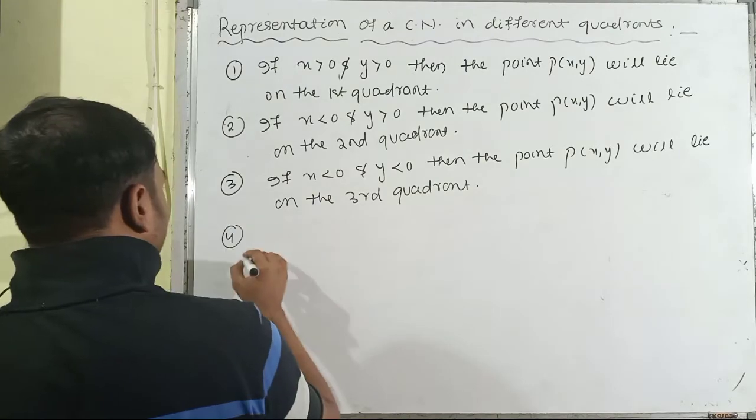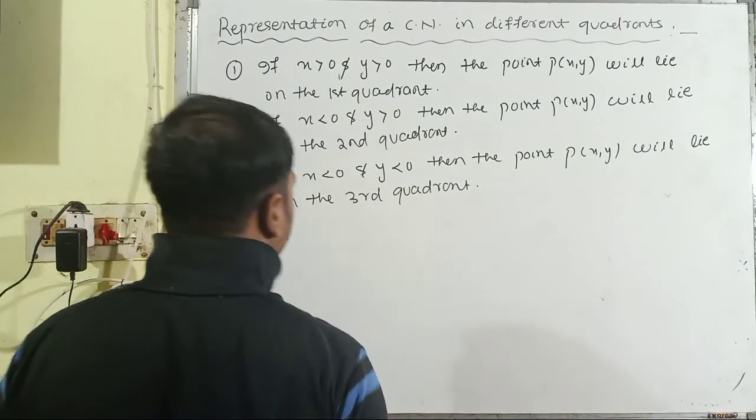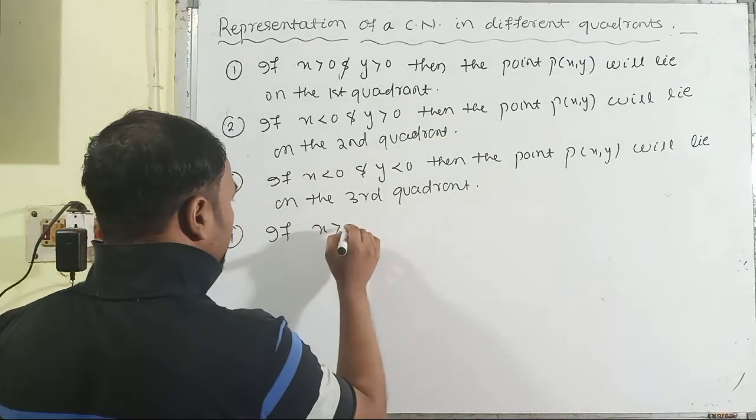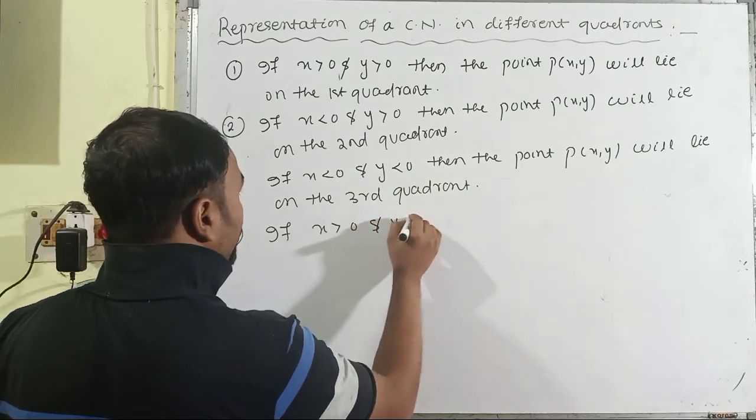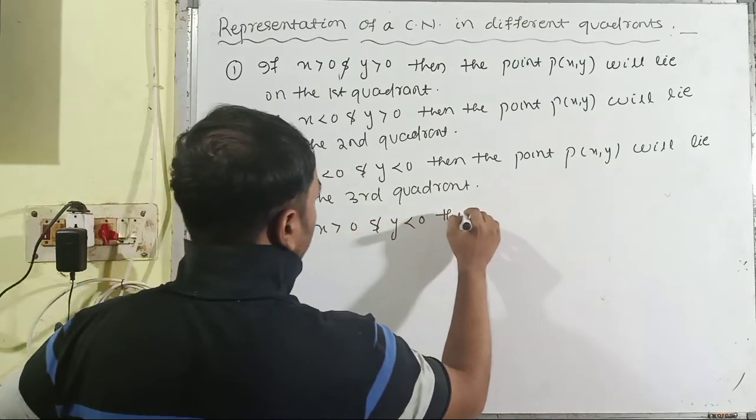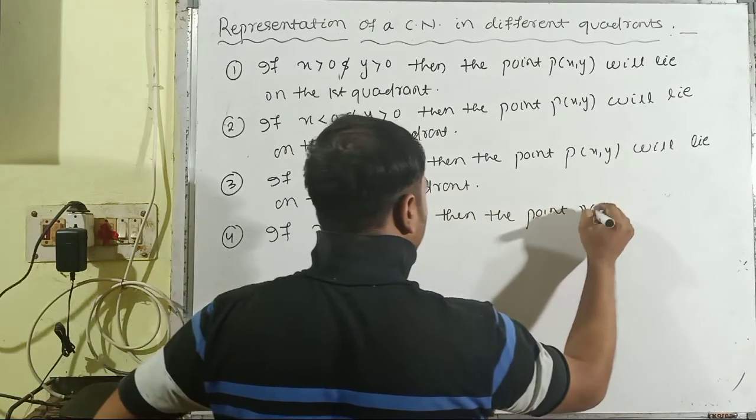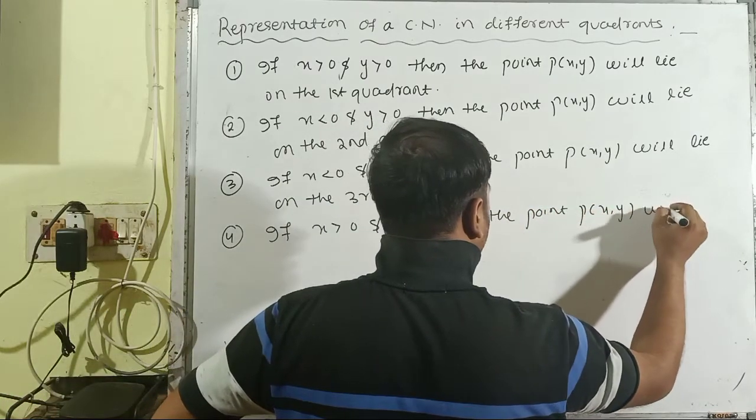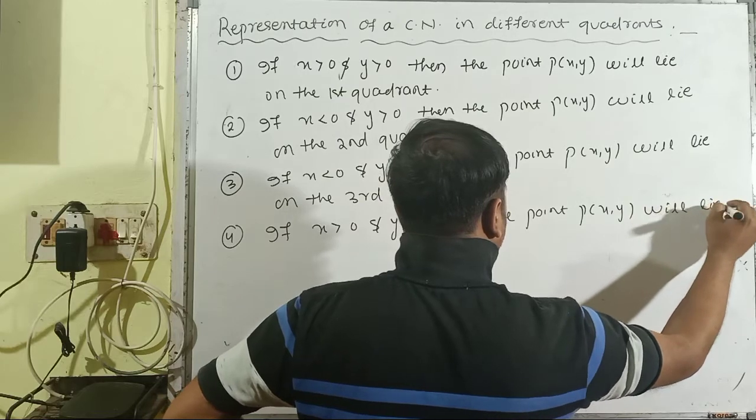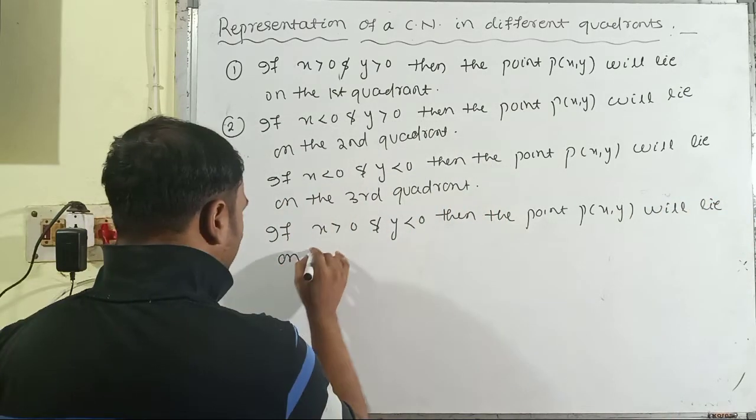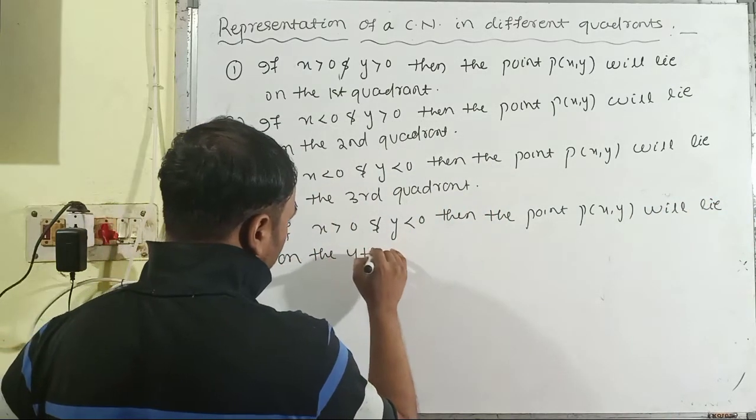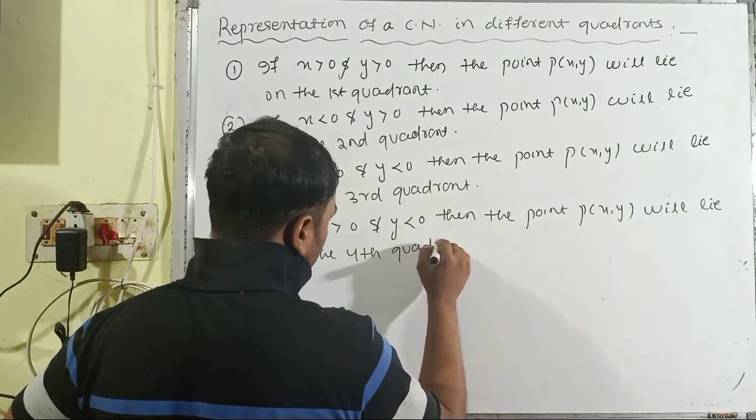Fourth quadrant. If x greater than 0 and y less than 0, then the point P(x, y) will lie on the fourth quadrant.